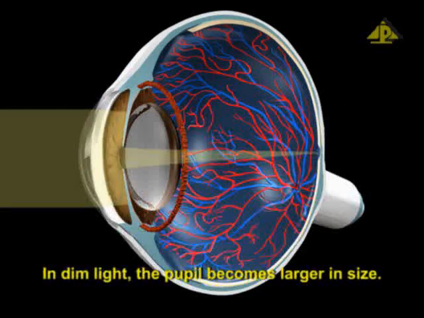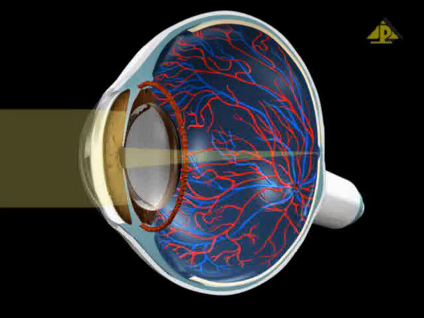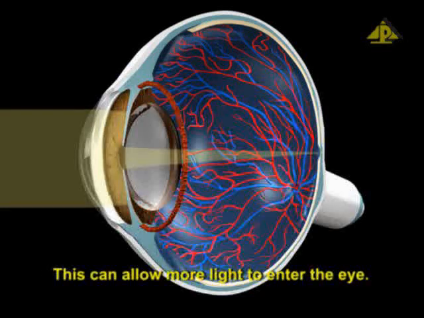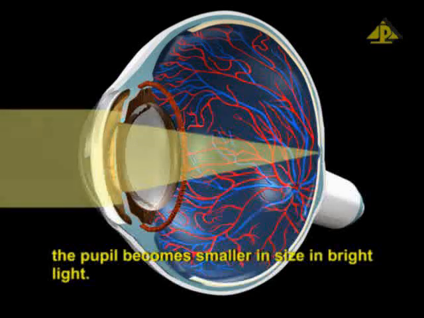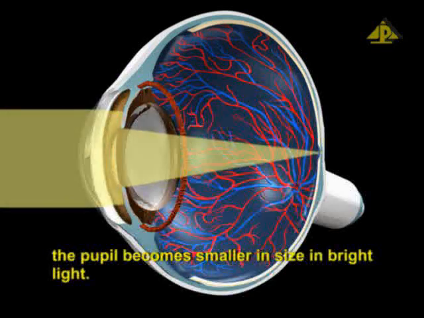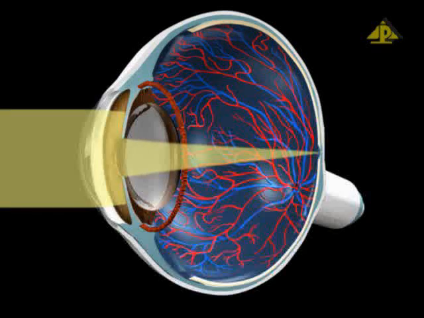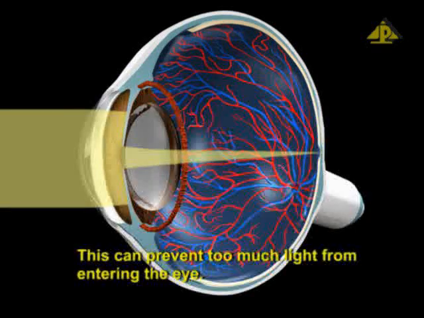In dim light, the pupil becomes larger in size. This can allow more light to enter the eye. On the other hand, the pupil becomes smaller in size in bright light. This can prevent too much light from entering the eye.